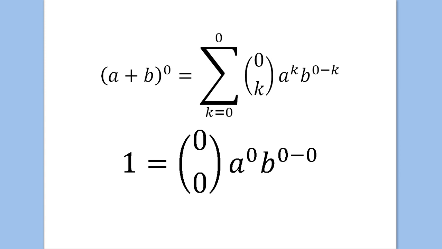And the right hand side is 0 choose 0, a to the 0, b to the 0 minus 0. Well, 0 choose 0 is 1. We proved that in another video. We proved that anything choose 0 is 1. A to the 0 is 1. We know that anything to the power of 0 is 1. And b to the 0 minus 0 is b to the 0, because 0 minus 0 is 0. So b to the 0 minus 0 is also 1. So 1 equals 1 times 1 times 1.